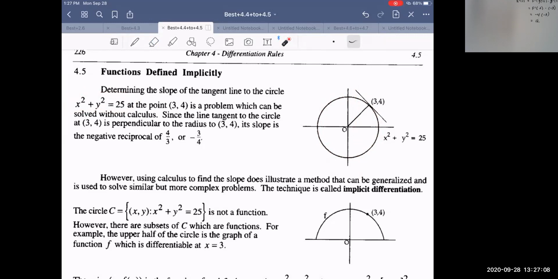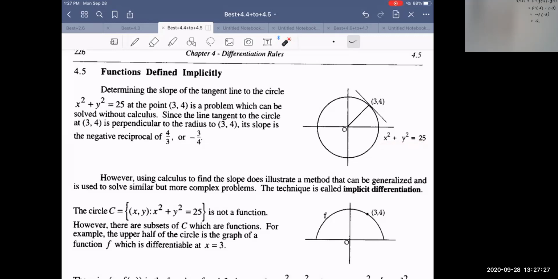So anyway, generally what you need to know is that implicitly defined functions just contain the variables x and y, all right? More than one variable. And you could rewrite this easily. You could solve that for y, right?